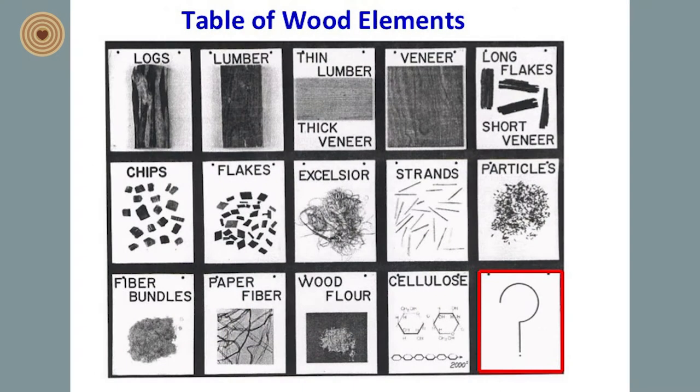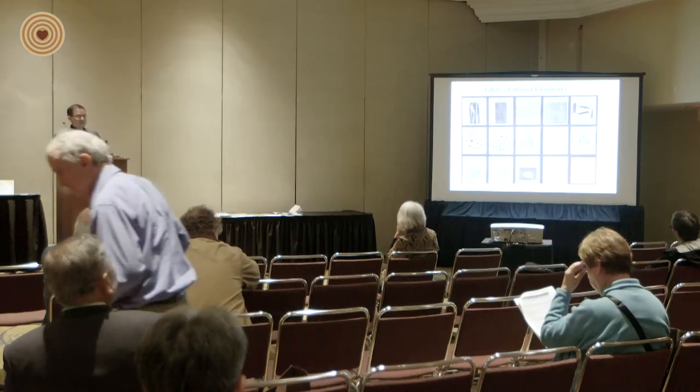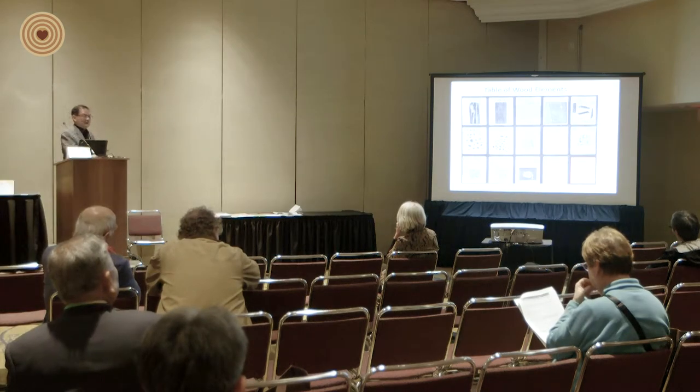As we see here, he called it the table of wood element, and it is composed of 18 elements. Basically, you can consider this as a history of wood technology development, or wood utilization development. We start with the log from the forest. That's a simple thing, and it was very beneficial to early humankind.